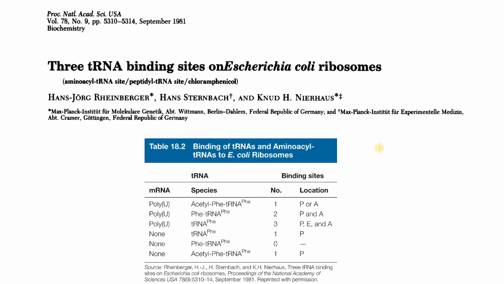Now, Table 18.2 comes from a study, "Three tRNA binding sites on Escherichia coli ribosomes," by Rheinberger, Sternbach, and Nierhaus. What the researchers did is that they found evidence for a third site, which they called the E site. E meaning exit. We'll be talking about that later.